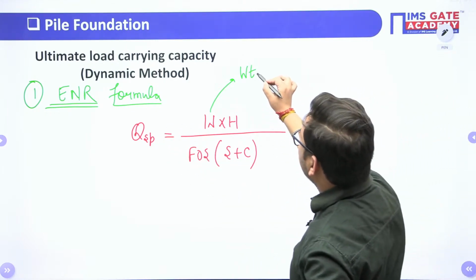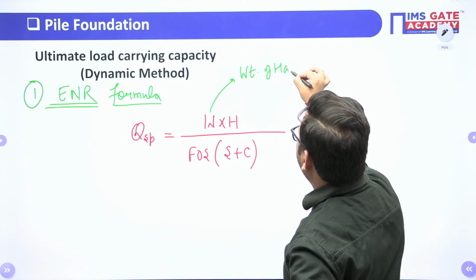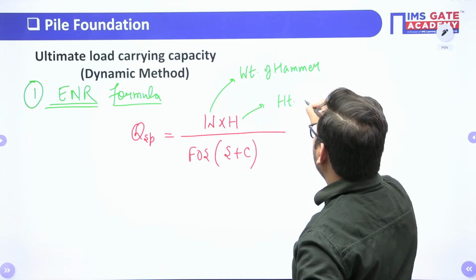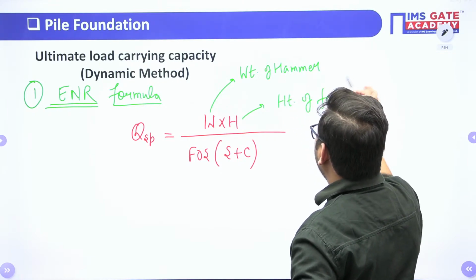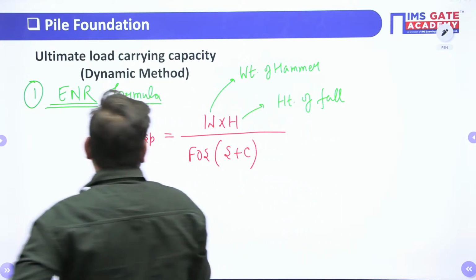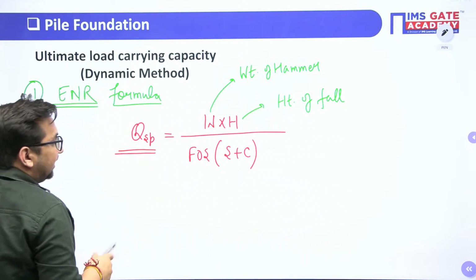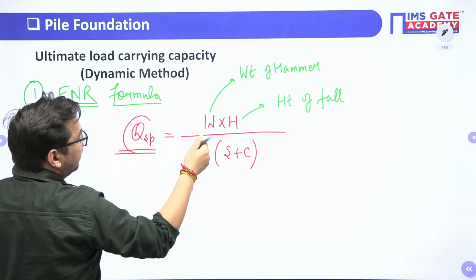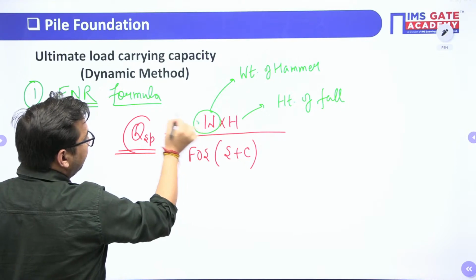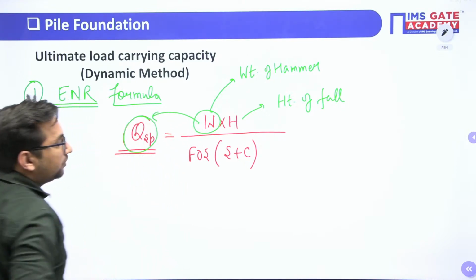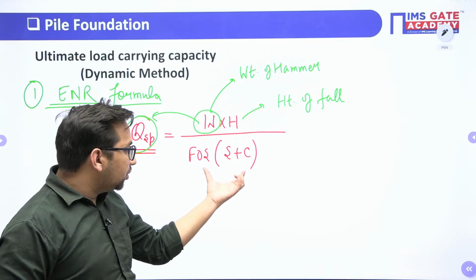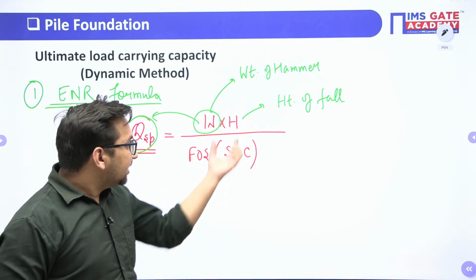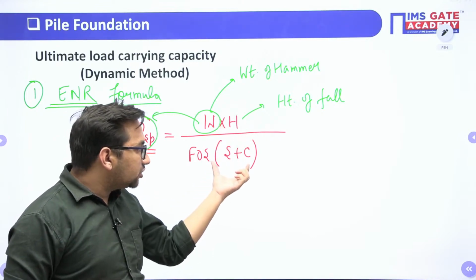So what is this W? This is the weight of hammer. This H is your height of fall. Clear? Now remember, this safe load carrying capacity will have a unit of weight only. So whatever is the unit of this W, the same will be the unit of this. And this height of fall and this unit should get cancelled out. It means this will also have a unit of length and this will also have a unit of length.